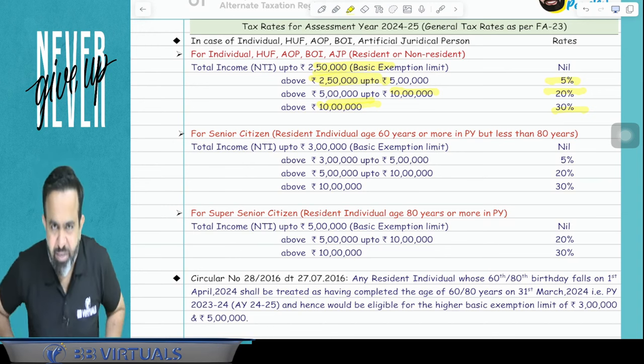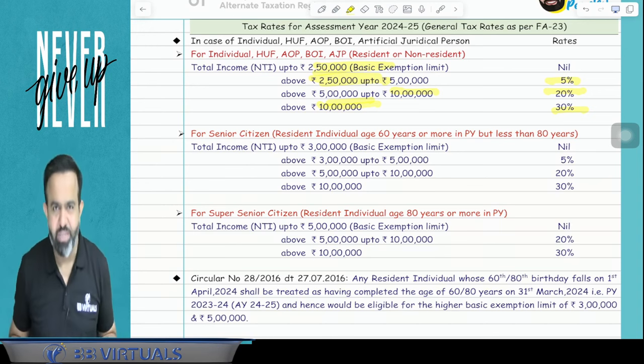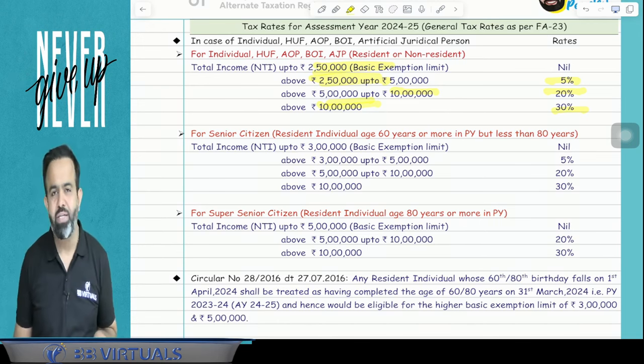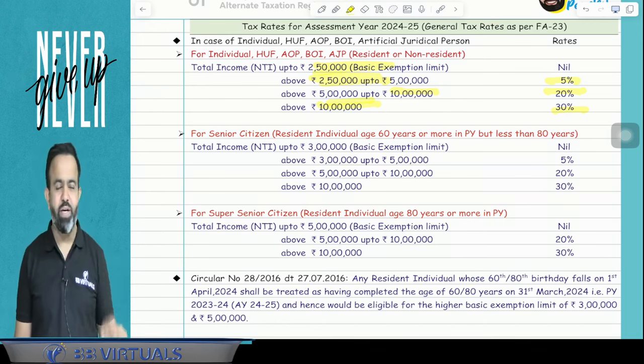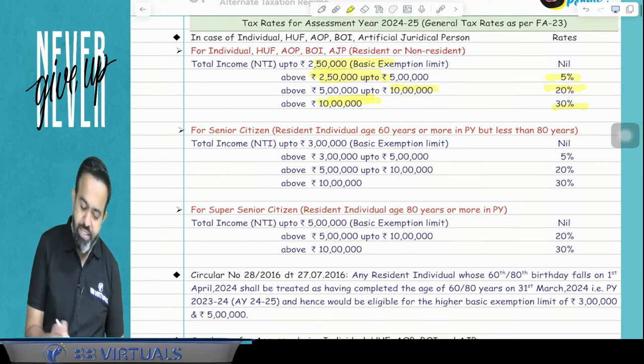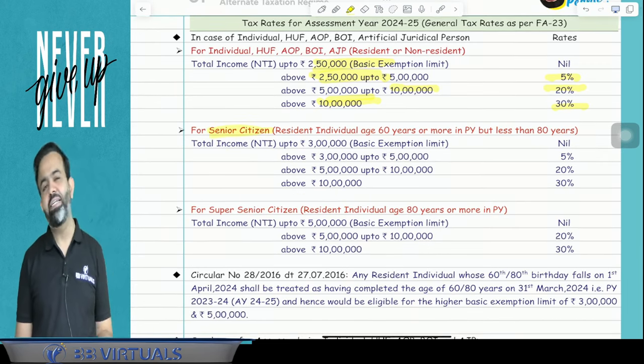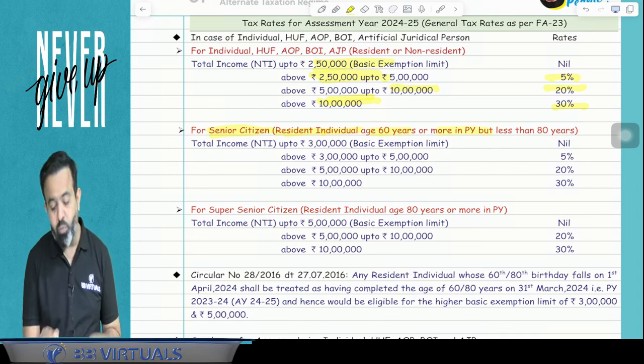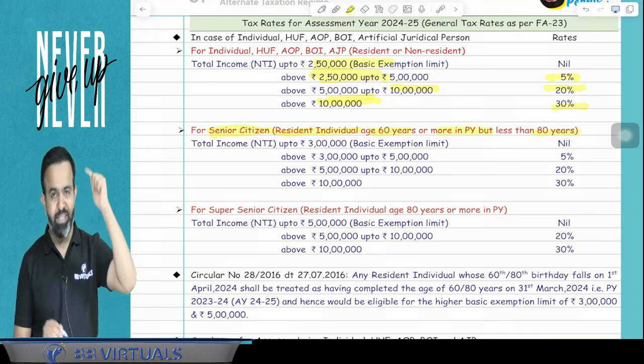So what I am saying is that individual, HUF, AOP, BOI, artificial juridical person, whether resident or non-resident, up to 2,50,000 there is no tax. 2,50,000 to 5 lakh, 5%, 5 lakh to 10 lakh, 20%, more than 10 lakh, 30%. Now guys, in case of the senior citizen, means resident individual age 60 years or more in the previous year, but less than 80 years.